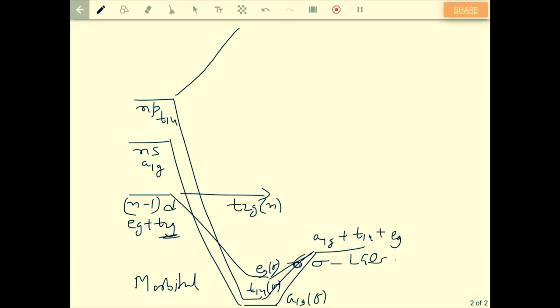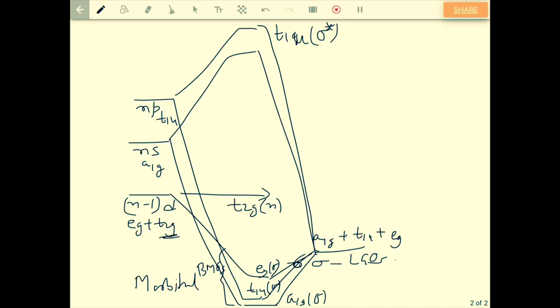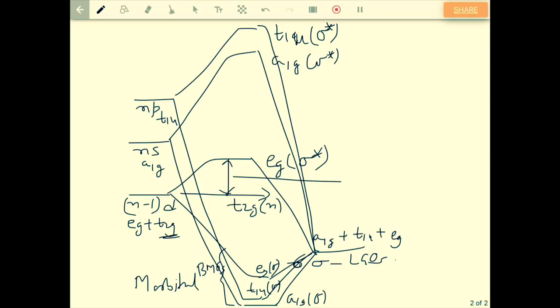Then, as these are six BMOs, the formation of six ABMOs will also take place like this. The T1U of metal and the T1U of LGOs can combine to form the T1U sigma star, or antibonding molecular orbital. Then the A1G of metal will combine with the A1G of the ligand group orbital and form the A1G antibonding molecular orbital. And then the EG of the metal can combine with the EG of the LGOs and form an antibonding molecular orbital like this. This difference is known as delta O, and this is the ligand field stabilization energy for the octahedral complex.